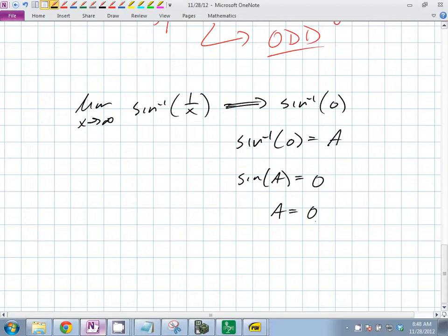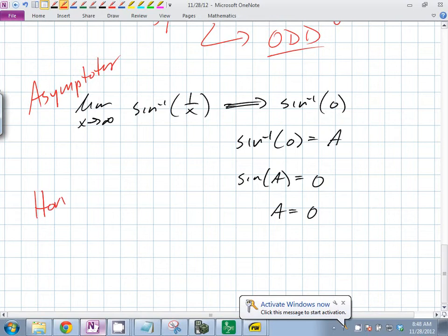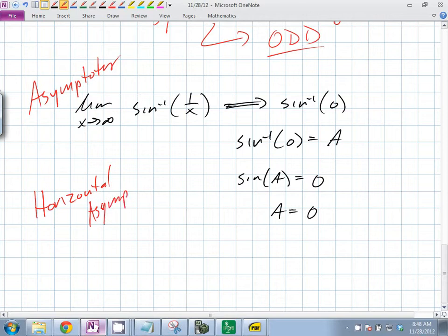Why are we looking at this? What category are we in? Asymptotes. What kind of asymptote is there? Horizontal. There's a horizontal asymptote where? Horizontal asymptote at? Horizontal asymptote, sorry.